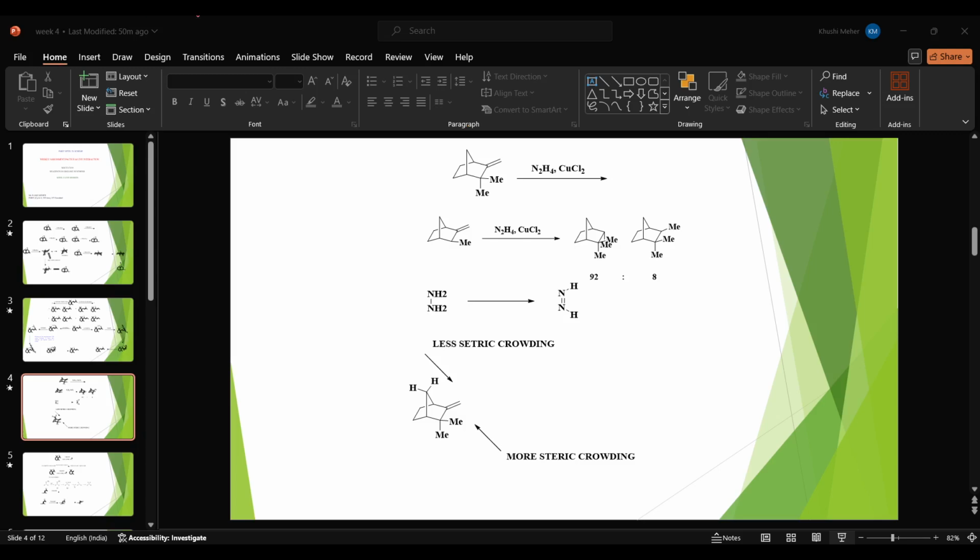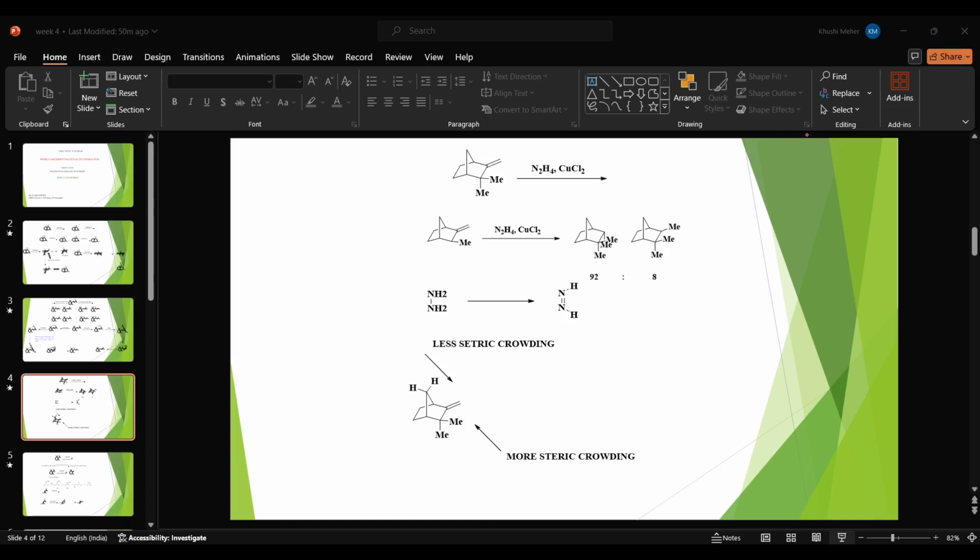In this particular case, generally people expect this product. But instead of this product, we will get the isomeric double bond. So this double bond will be formed, and we will get this product.